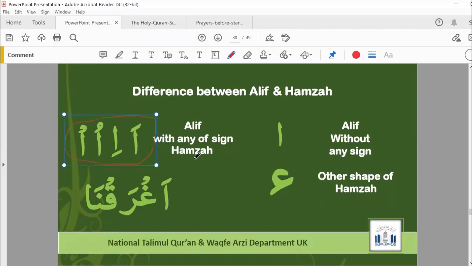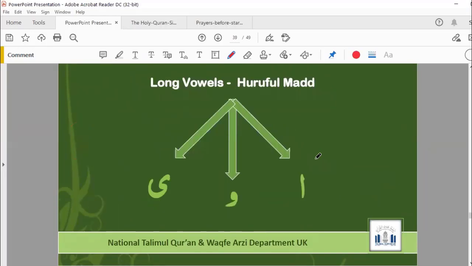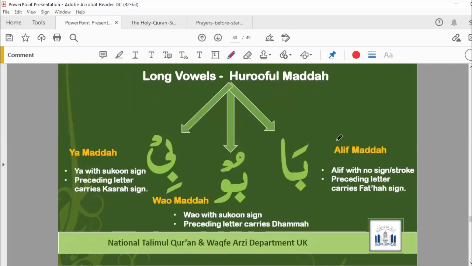Hamza sound. This is the original Hamza shape. As soon as this blank alif carries any sign, it will become a Hamza sound. We need to understand this. These are the three huruful madda. If you please explain now, then we will understand why I have introduced that slide.